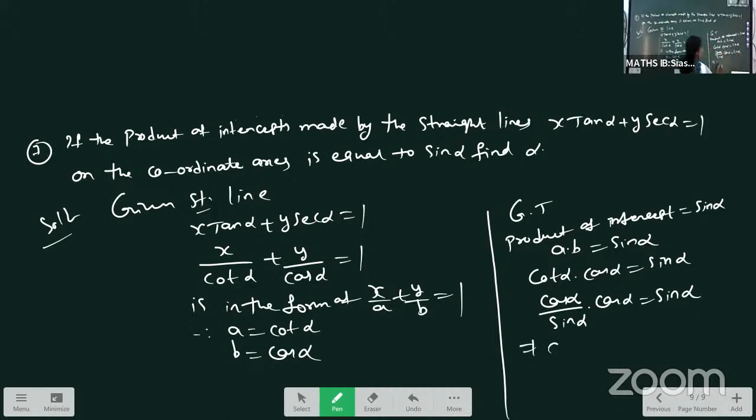Cross multiply. Cos square alpha is equal to sin square alpha, or we can write cos alpha is equal to sin alpha. Here two concepts are there. When cos alpha and sin alpha are equal, alpha is equal to 45 degrees. Otherwise, sin alpha we can write as cos of 90 minus alpha, so both cos get cancelled and directly you can simplify. So directly alpha is equal to 45 degrees. Both ways you can do; any of them is correct.